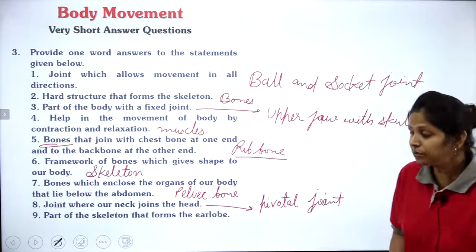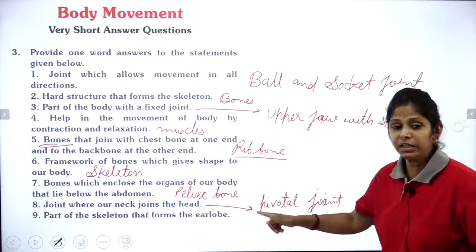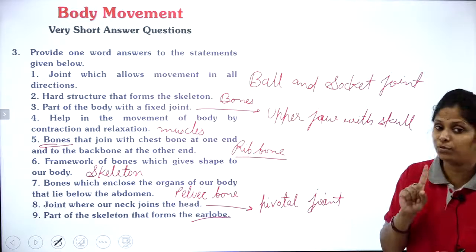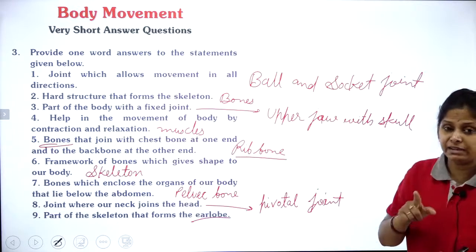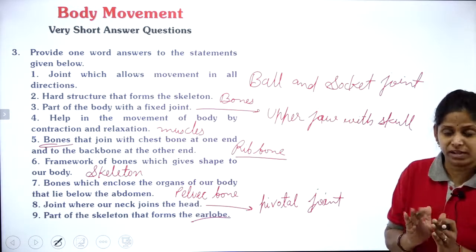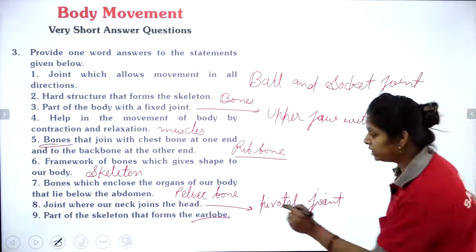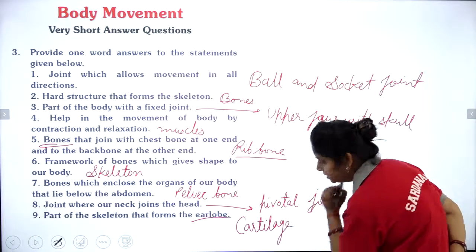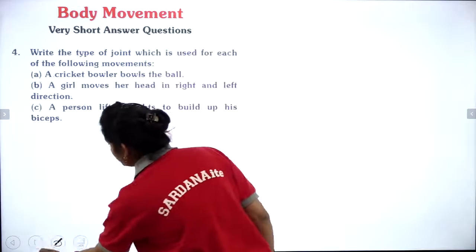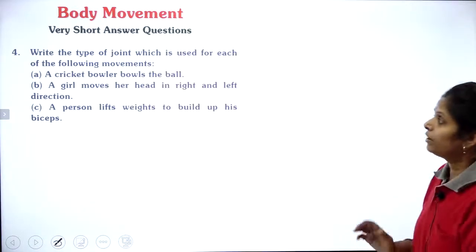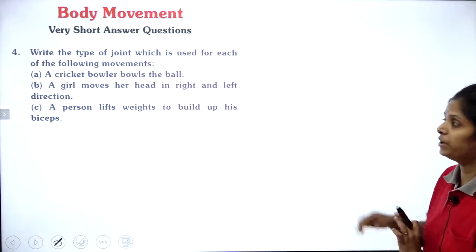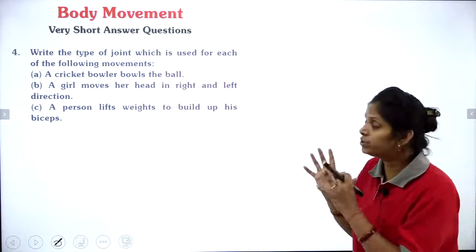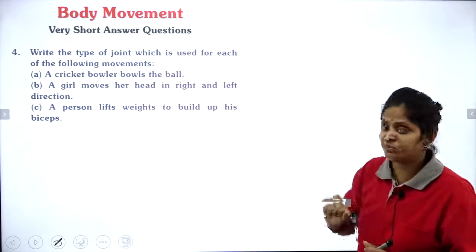Question number 4. Write the type of joint which is used for each of the following movements. You can see 3 types of movements are there, and which joint helps in these types of movement. A cricket bowler bowls the ball, just like this. So which joint helps in this movement? You can see here, by this you are throwing, it means it is because of the ball and socket joint.